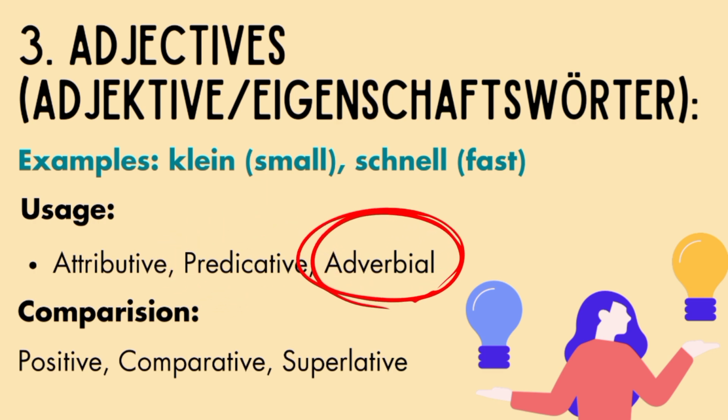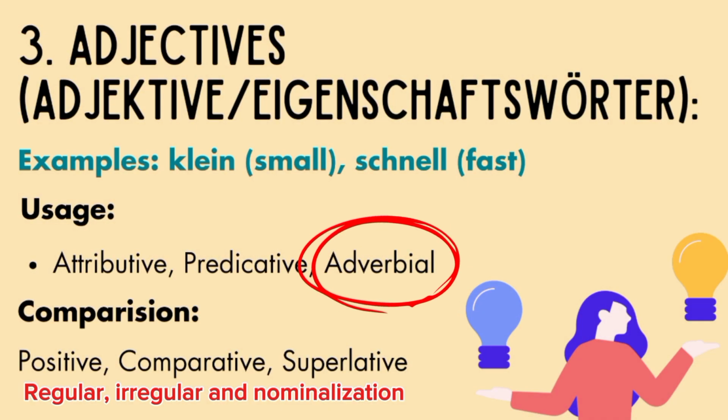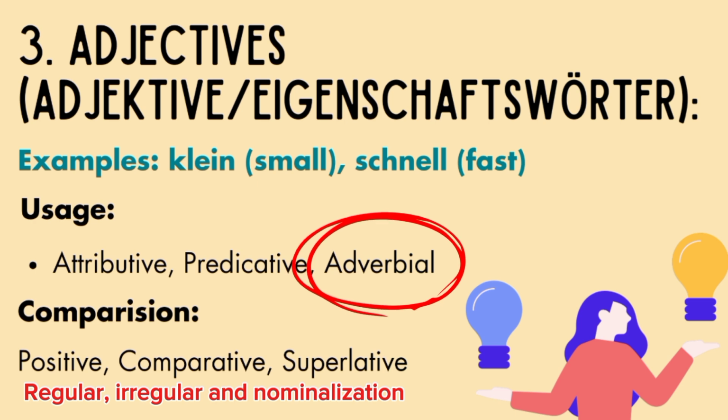Alright, thirdly we have adverbial use. In adverbial use, adjectives can also describe verbs indicating manner or degree. For example, she laughs loudly. Here we are describing the degree of her laughter. So this is what is the adverbial use of an adjective.